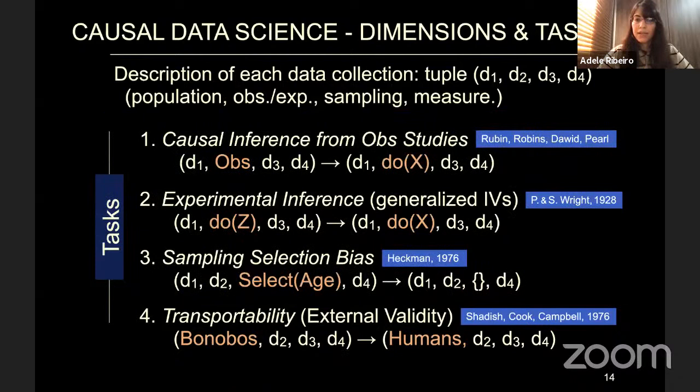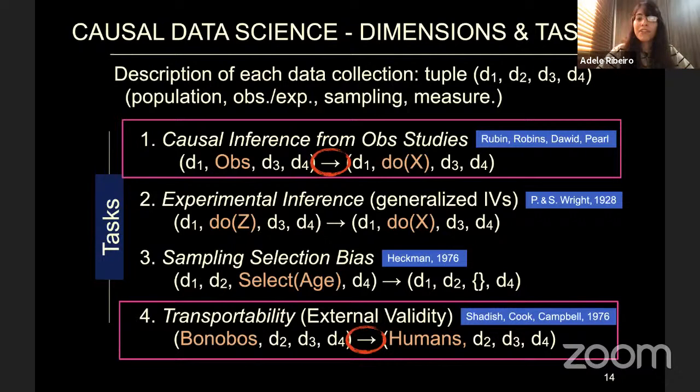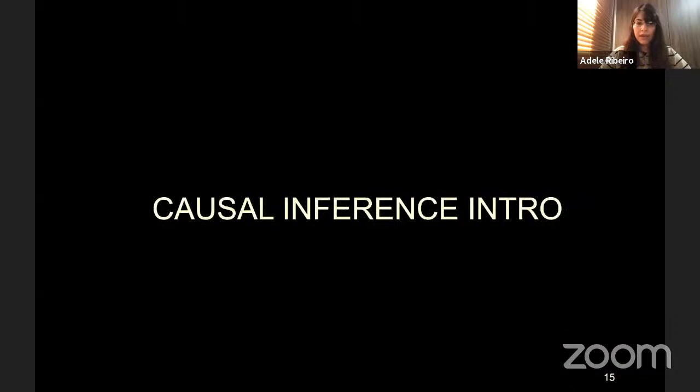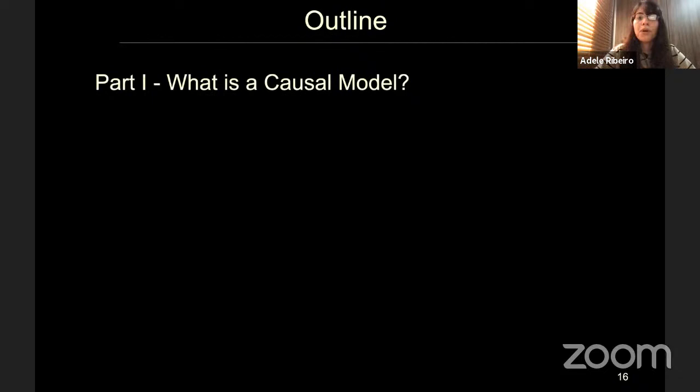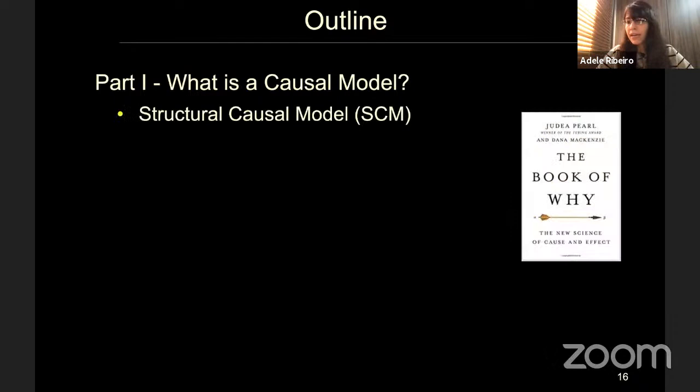In this tutorial, I would like to talk a little bit more about the first and the fourth tasks here, so about causal inference from observational studies and also about transportability. This is our outline. In the first part of the tutorial, I will explain what the causal model is. If you are familiar, this book here, The Book of Why, is a very nice book by Judea Pearl and Dana Mackenzie, and they have a very nice introduction to causal inference.